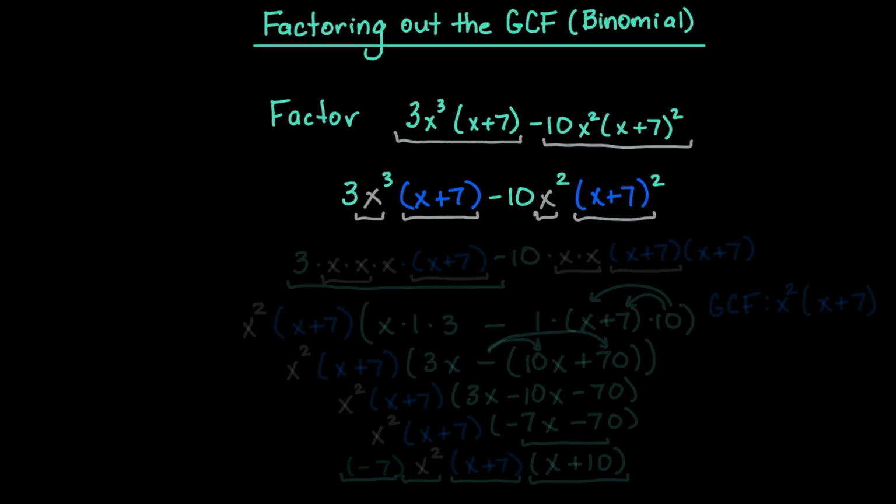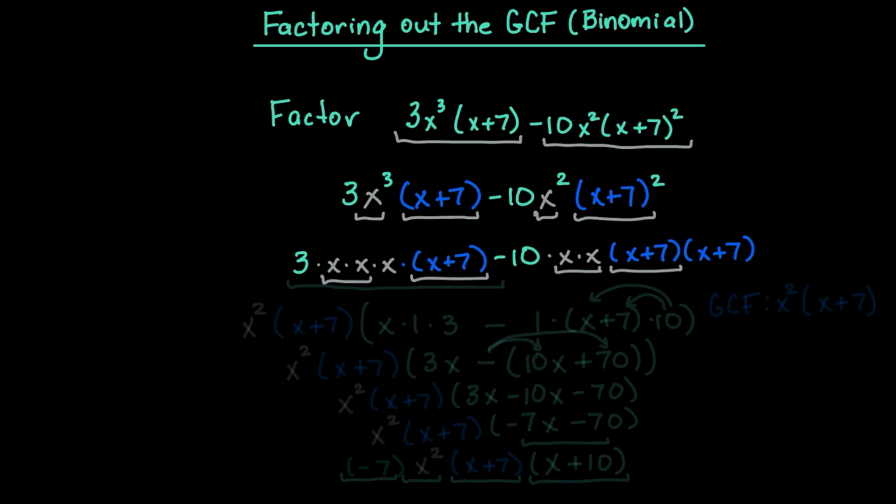Okay, so technically, our first term has 3 x's that are multiplied, and our second term has 2 x's. So I'm going to rewrite this without the exponent so you can see clearly how it works. So x cubed is equivalent to 3 x's. X squared is equivalent to 2 x's. And then x plus 7 squared is x plus 7 times x plus 7. So now we can see from both terms, I have at least 2 x's. And from both terms, I have at least 1 x plus 7.